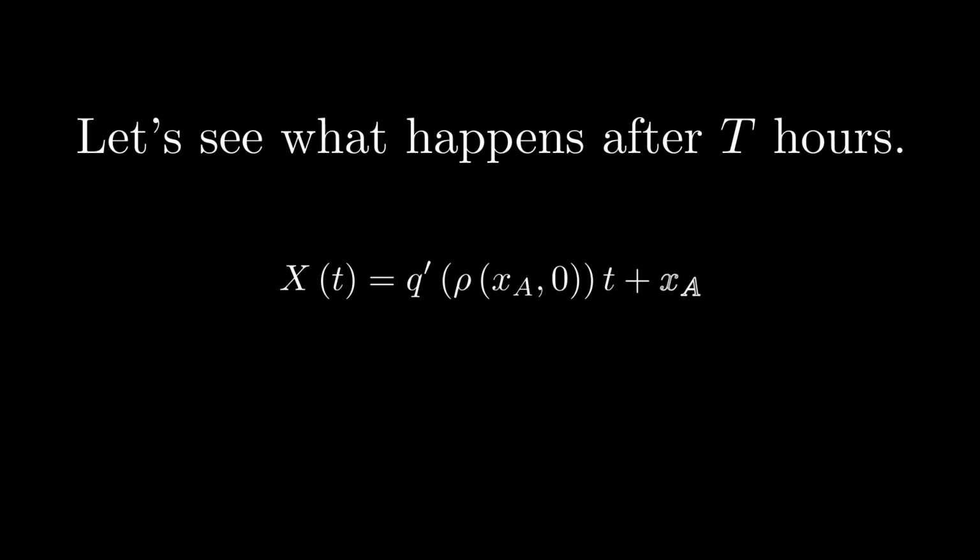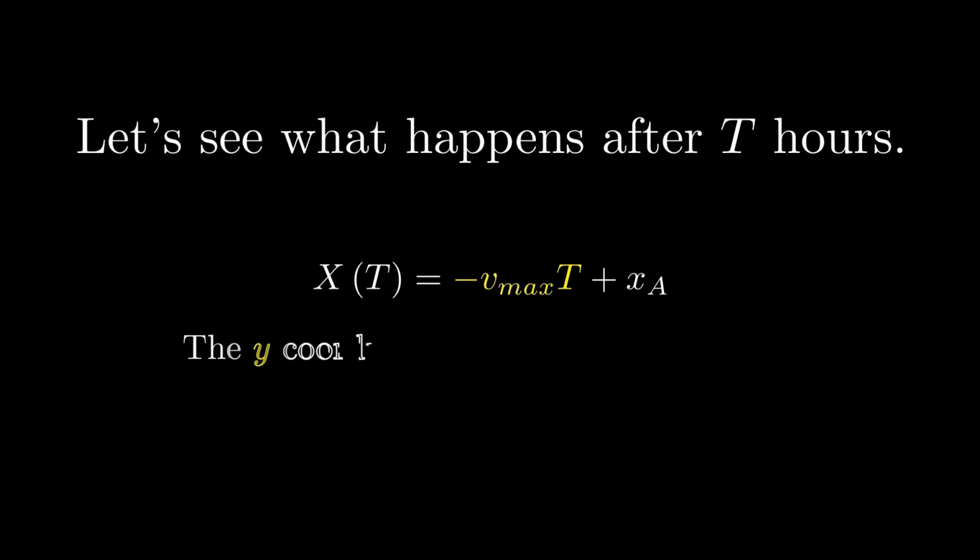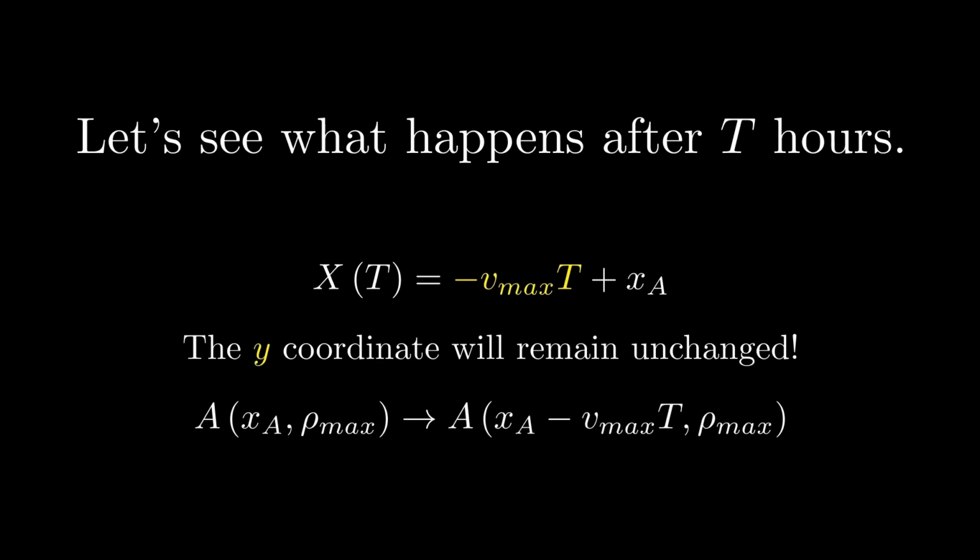So the characteristic emanating from the x-coordinate of A, xa, has the following equation. So after t hours, the corresponding point along the characteristic is going to be x of t, which is going to be minus v max t plus xa. This is going to be the x-coordinate of the peak, aka the point A, after t hours have passed. But since the density is constant along the characteristics, the y-coordinate of A will remain unchanged. So the fate of the point A after t hours is to be translated to the left by a factor of minus v max times t.